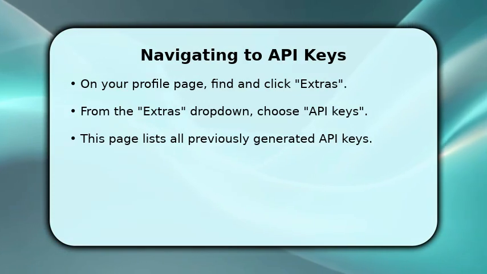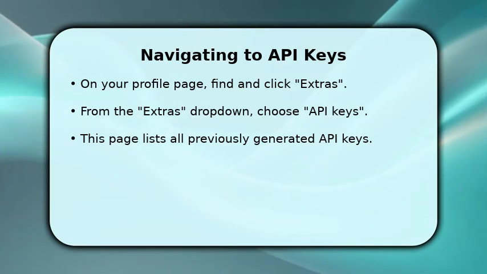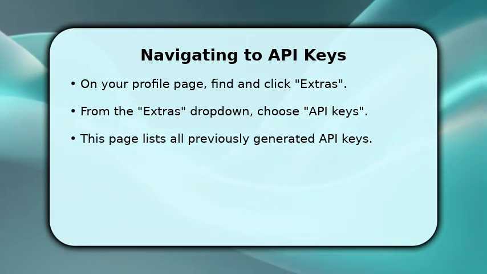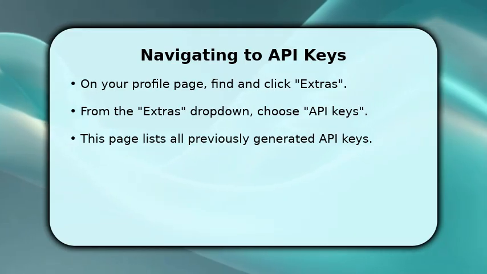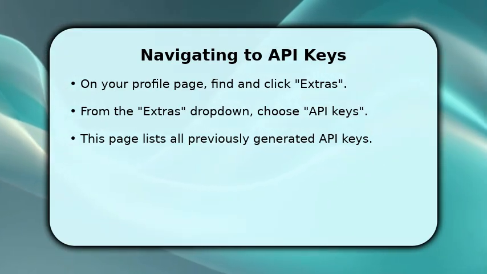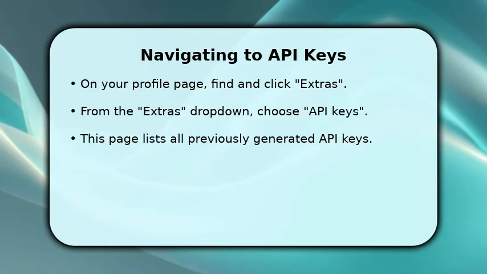Now that you are on your profile page, locate the Extras drop-down menu. This menu provides additional settings and tools for your account. Click on Extras, and then select the API Keys option from the list.